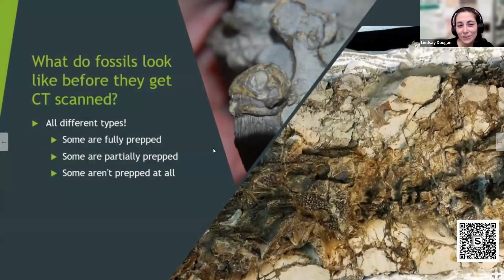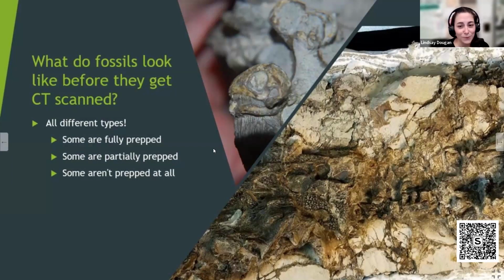So let's talk about what they look like before they get scanned. There's really three main ways we scan our fossils. We scan them after they've been prepped. We scan them with some of the removal of the matrix, so they're partially prepared. And some of them we scan not prepared at all.